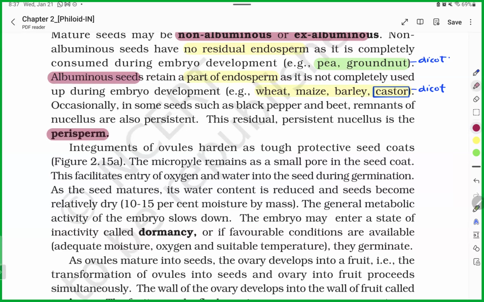Perisperm is the embryo with persistent nucellus. What usually happens? Nucellus will degenerate during maturation. Nucellus will degenerate, but in some plants you will have a remnant of the nucellus, or persistent nucellus. Example, in case of black pepper and beet, both are really important. Black pepper and beet. A question can be directly asked.